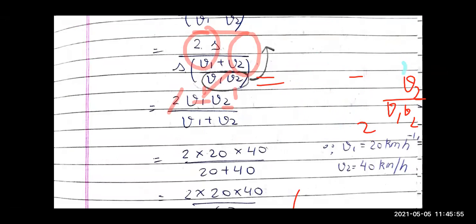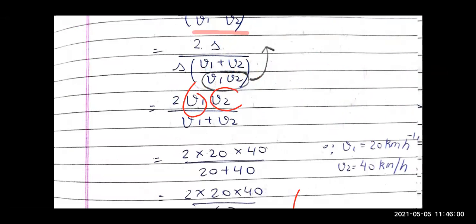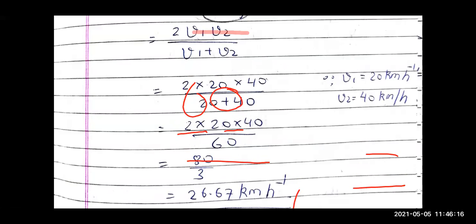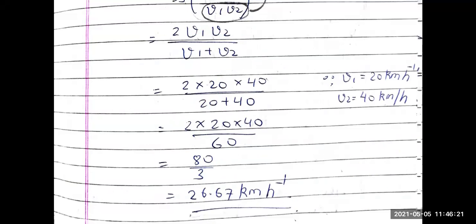Now what we will do, we'll just put the values over here. V1 value is how much? 20. V2 value is 40. So we put V1 20, V2 40. So 2 into 20 into 40 upon 20 plus 40. So when you calculate this, your value for velocity will come out to be 80 upon 3, which is equal to 26.67 kilometers per hour.